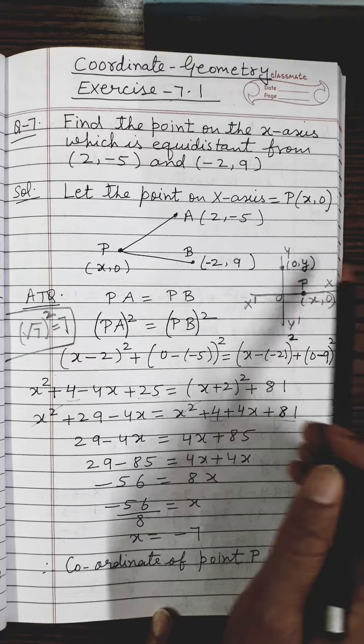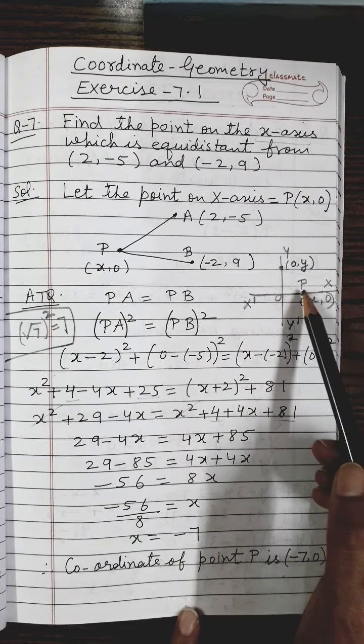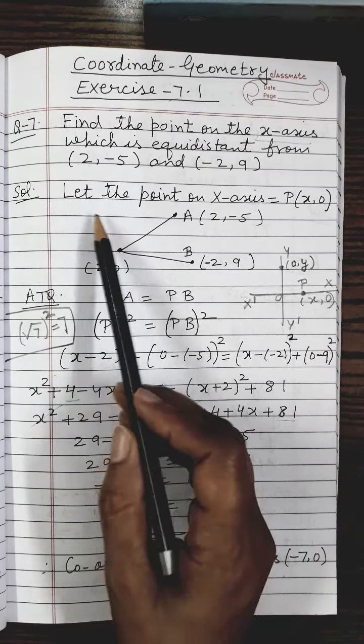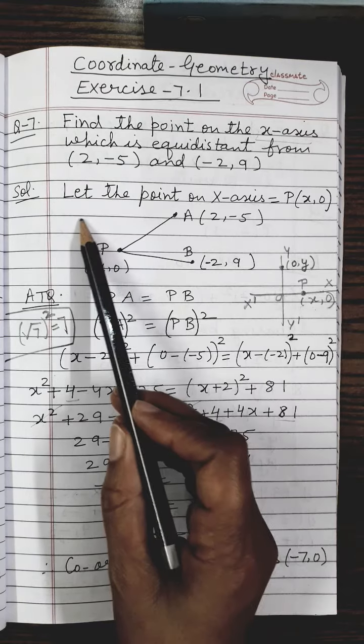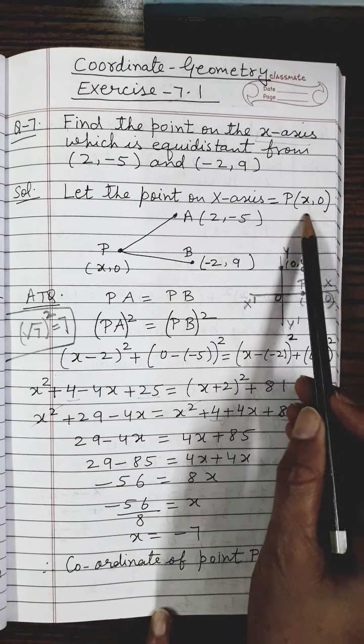So in this particular question, because the point is lying on the x-axis, what will be the general coordinate of this point P? X comma 0. So I will start my question like this. I will name this point as point P. So I write, let the point on x-axis be equal to point P coordinates x comma 0.